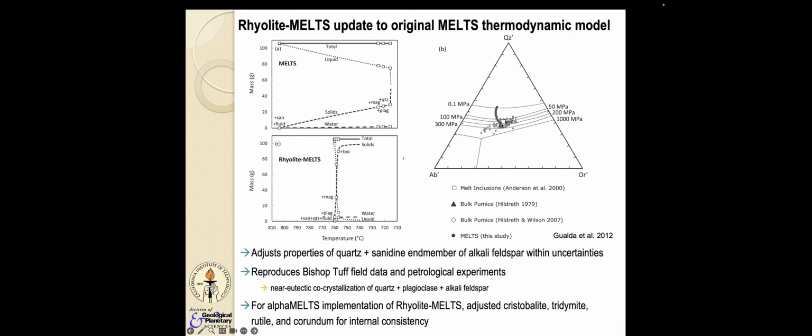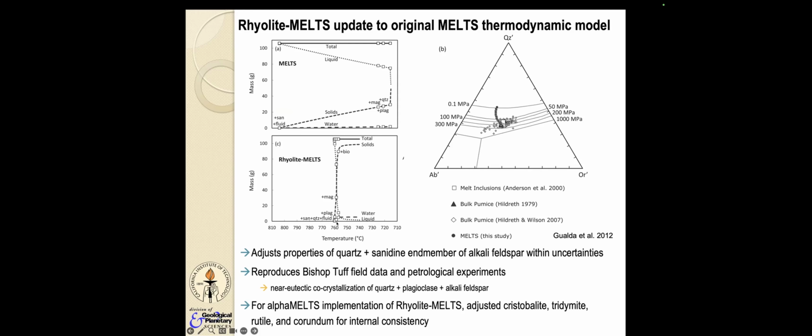And the actual Bishop Tuff doesn't do that. The actual Bishop Tuff is very, very close to the wet granite minimum eutectic, and it should crystallize over a very narrow temperature interval. They were able to fix this by adjusting the standard state properties of quartz and sanidine within the experimental uncertainties to produce a model that says the Bishop Tuff is eutectic and goes from all liquid to essentially all solid over the very narrow temperature interval.